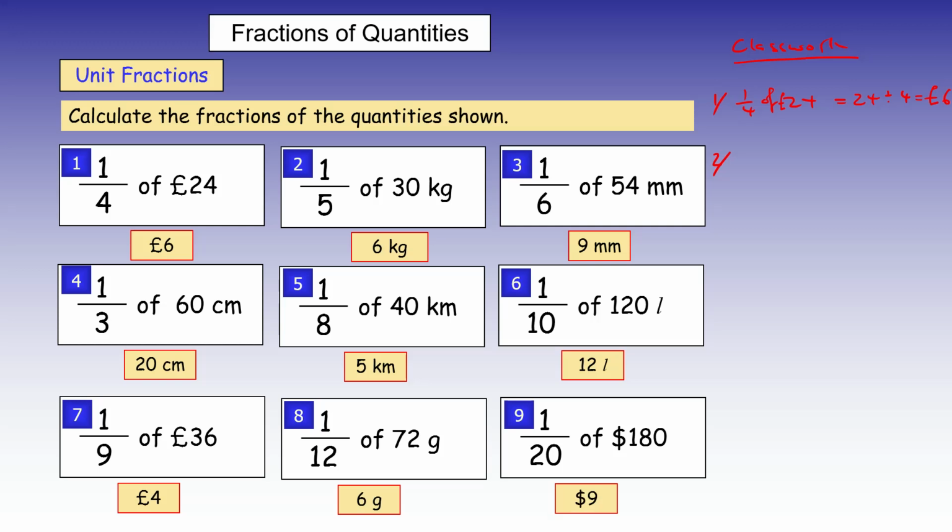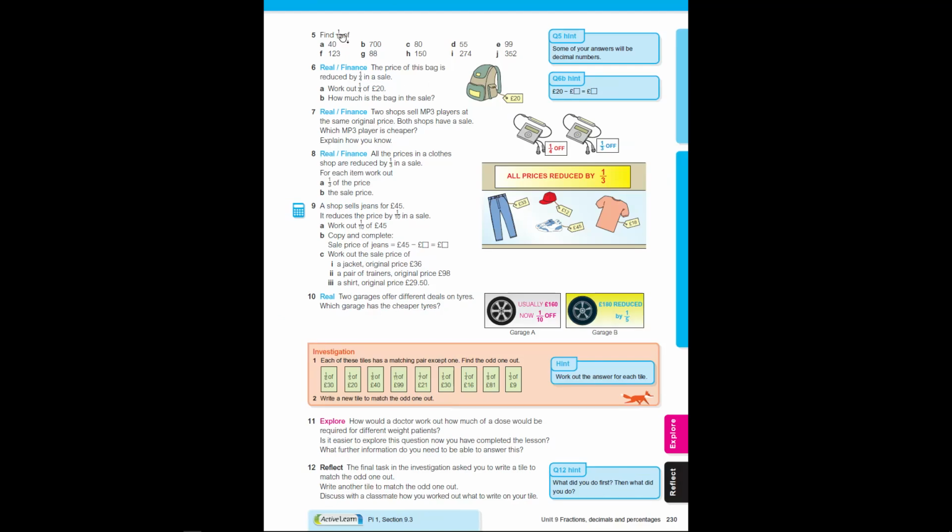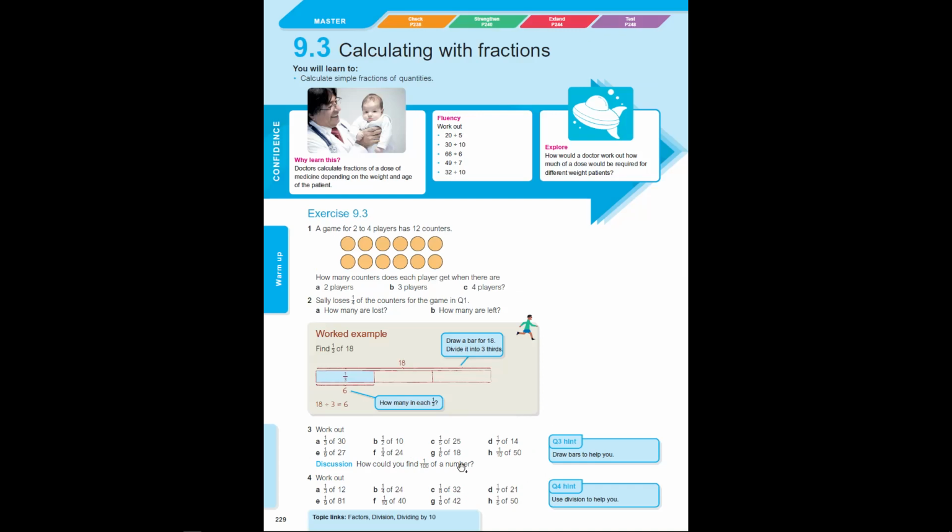Now I've got some work in your book. Let's have a quick look at that. Okay, so I want you to write classwork and then start at question number 3. Those are unit fractions as well. On to question 4, and then you turn the page, and then we've got more real style questions, and then a bit of exploration up to number 12 then. Okay, good. Good luck.